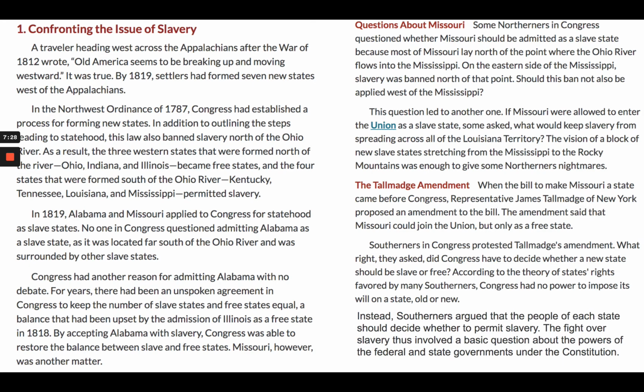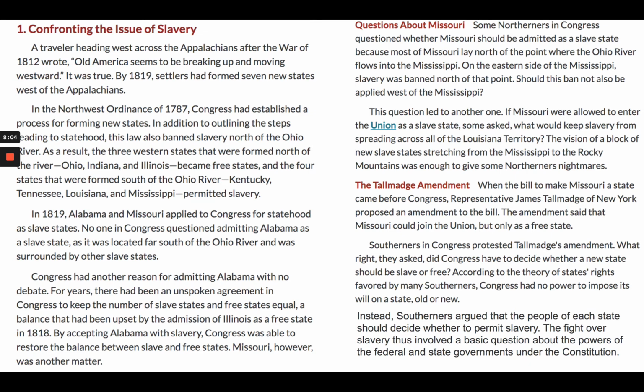And Southerners in Congress protested the Tallmadge Amendment. What right, they asked, did Congress have to decide whether a new state should be slave or free? According to the theory of states' rights favored by many Southerners, Congress had no power to impose its will on any state, old or new. Instead, Southerners argued that the people of each state should decide whether to permit slavery. The fight over slavery thus involved a basic question about the powers of the federal and the state governments under the Constitution.